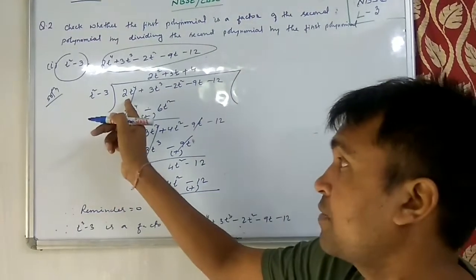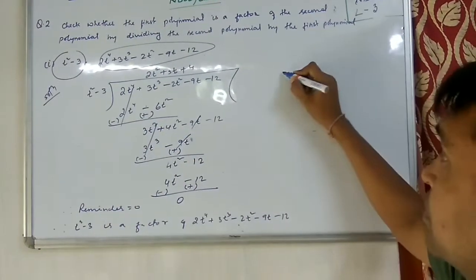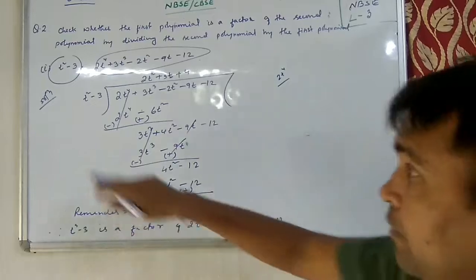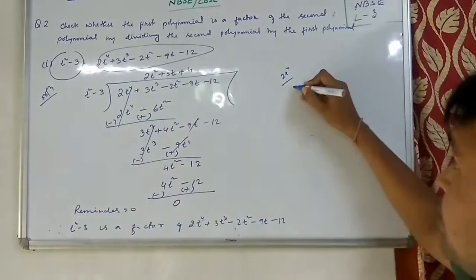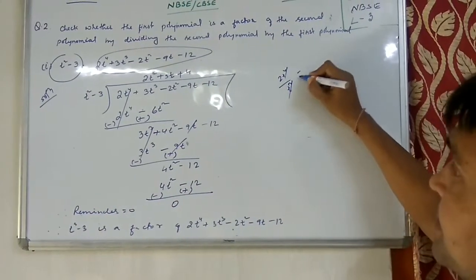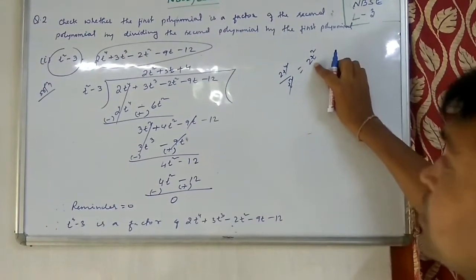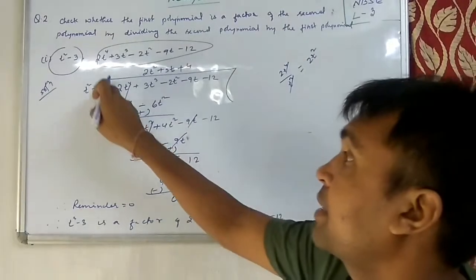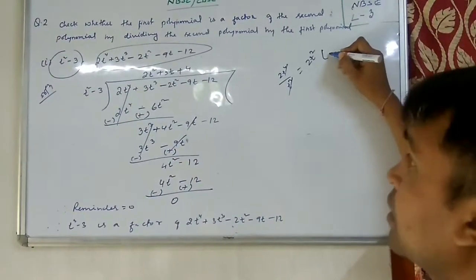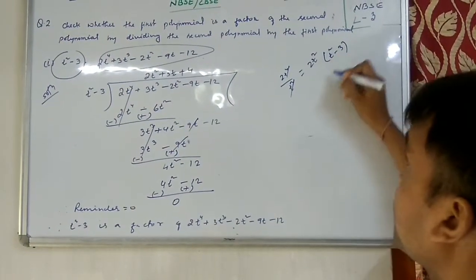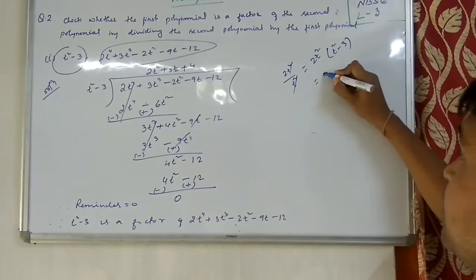Same method. What is the first term here? 2t to the power 4, and what is the first term here? t square. So t square cancelling, what is left here? 2t square, right? So with this 2t square, we have to multiply the entire divisor, that is t square minus 3.